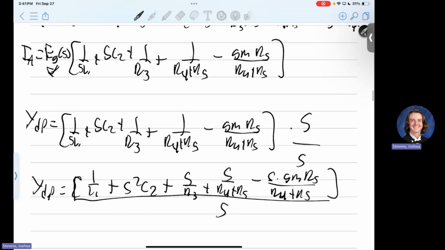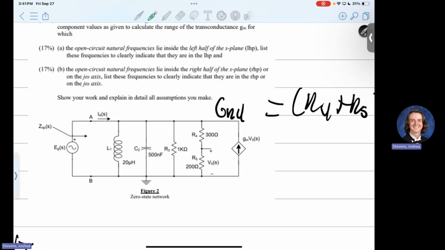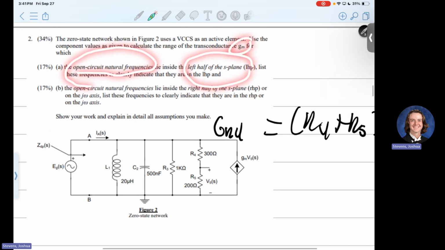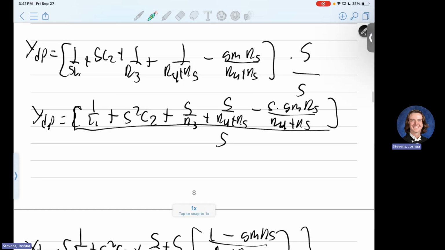Well, remember, we weren't given a value at all. We just want to see when our open circuit natural frequencies will lie on the s half plane when Gm is whatever value. So we want to see what Gm equals, or is less than or greater than, to have our open circuit natural frequencies on the left or the right half plane. That is exactly what we're about to find.